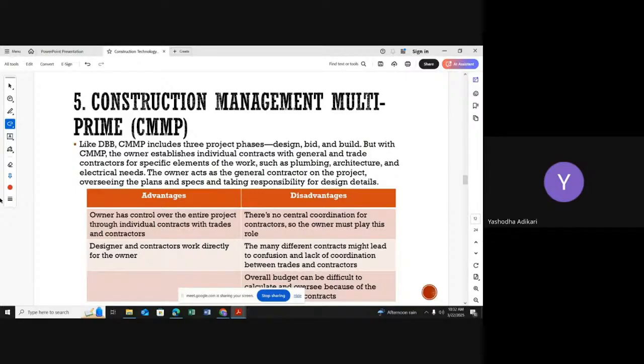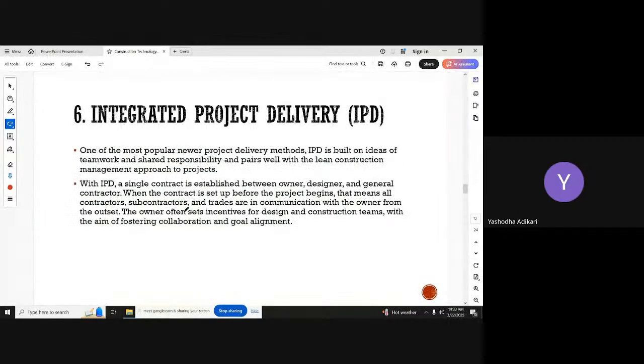There is no central coordination for the contractors, so the owner must play this role, right? There is no central system like a contract construction manager in this. The client must handle everything. So it is a disadvantage in this process. The many different contracts might lead to confusion and a lack of coordination between trades and the construction contractors. Overall, the budget can be difficult to calculate, and all is because the different contractors are going under the client's decisions, right? Under the same client, right? So those are some disadvantages and advantages.